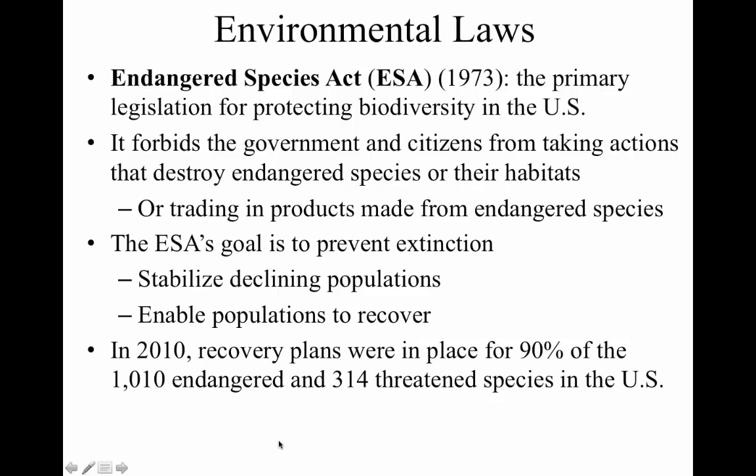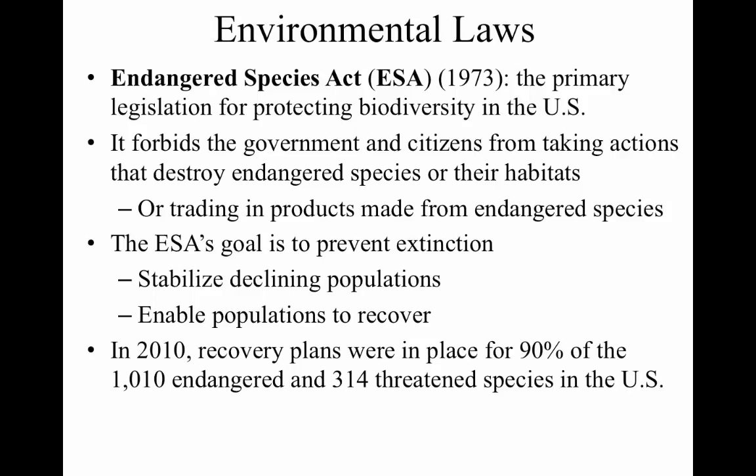So just to look at some environmental laws, the Endangered Species Act of 1973. This was the primary legislation still used today for protecting biodiversity in the United States. Neither the government nor the citizens are allowed to take actions that destroy endangered species or their habitats. So people like to bring this up. Sometimes a developer goes to develop a piece of land, but there might be some kind of frog that lives there, and it's on the endangered species list, and then the developer can't develop that land anymore.